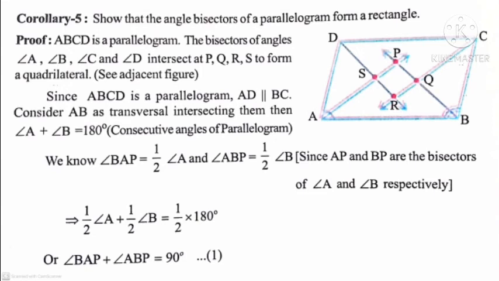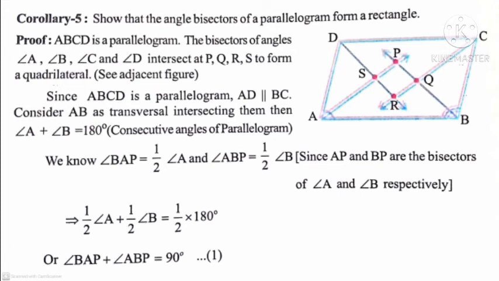Next, corollary 5. Show that the angle bisectors of a parallelogram form a rectangle. Proof. ABCD is a parallelogram. The bisectors of angle A, angle B, angle C and angle D intersect at P, Q, R and S to form a quadrilateral. See the adjacent figure. Since ABCD is a parallelogram, AD is parallel to BC, consider AB as transversal intersecting them, then angle A plus angle B is equal to 180 degrees since consecutive angles of a parallelogram.